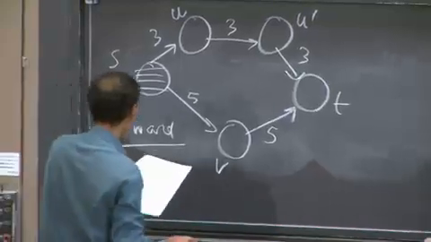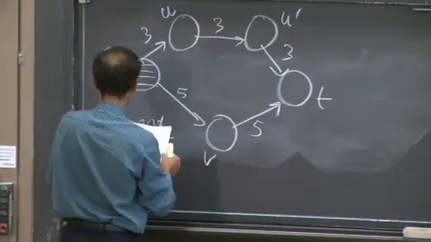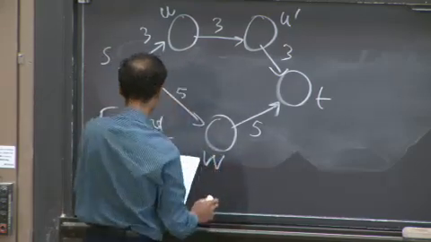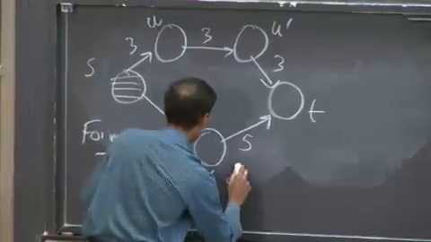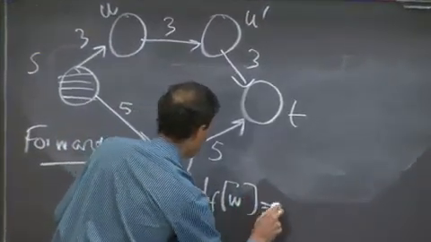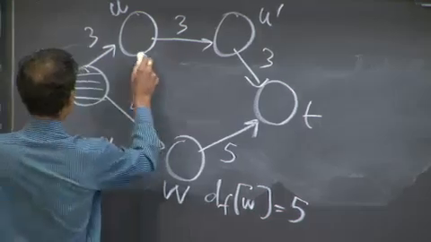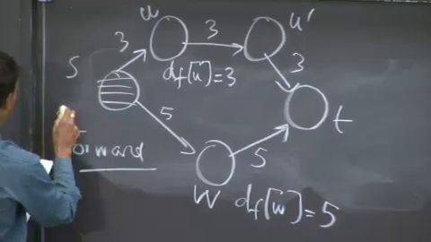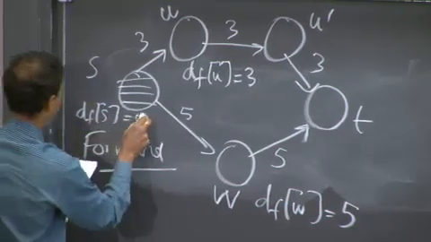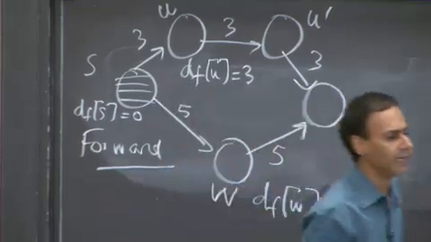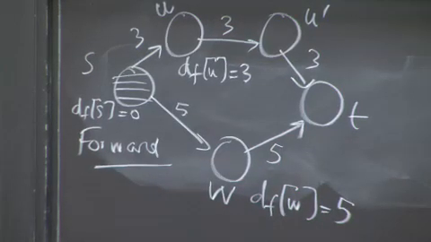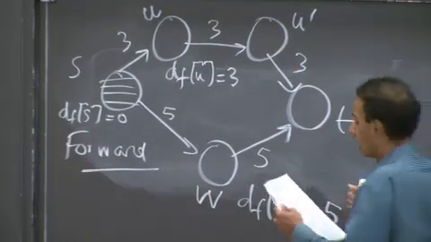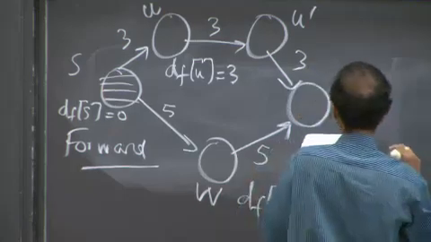So in the first step of the forward search, I'm going to be able to set, I'm sorry, this one is W. I'm going to be able to set dF of W equals 5 and dF of U equals 3. And obviously, dF of S equals 0. I'm not going to bother writing the infinities. It's just going to clutter up the board. So stop me if you have questions on anything I'm writing here. So that's a forward search.